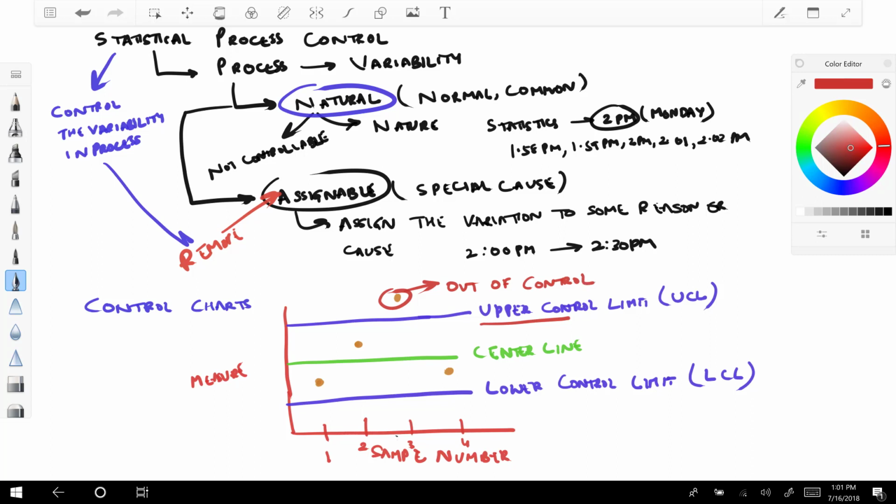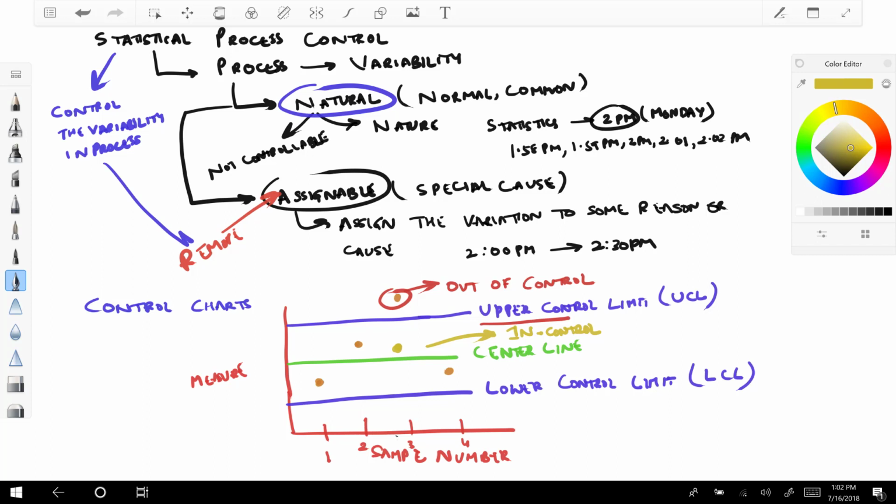Suppose this point, the third sample, would have been somewhere inside, maybe here, then the process is in control. So this is the basic concept of statistical process control.